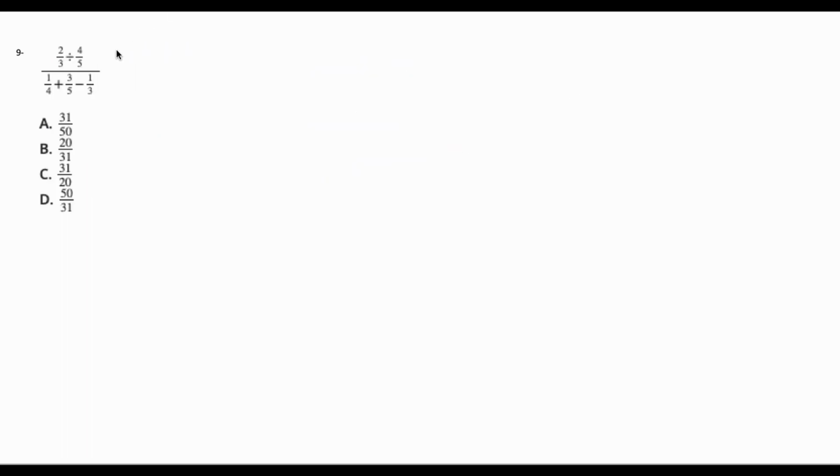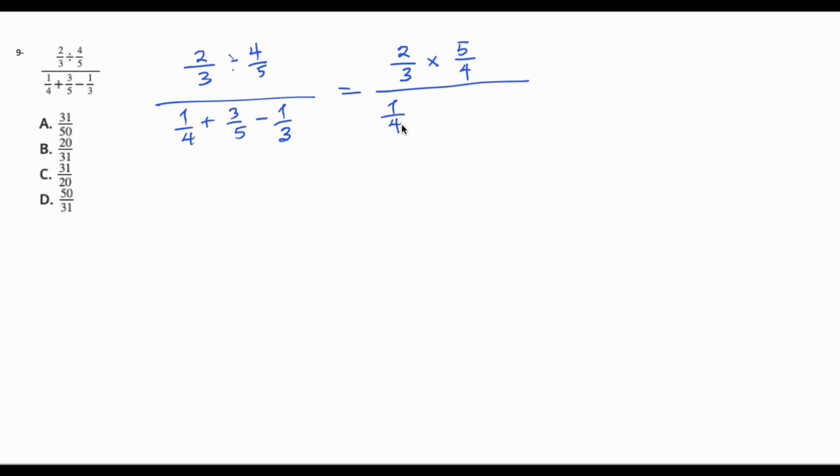C. So question 9 wants us to solve this equation. We have 2 over 3 divided by 4 over 5, all divided by 1 over 4 plus 3 over 5 minus 1 over 3. So here, if we start by replacing the division sign with a multiplication sign to make our life easier, we have 2 over 3 multiplied by, and we know that we have to flip this when we do that. So that's going to become 5 over 4, all divided by 1 over 4 plus 3 over 5 minus 1 over 3. So 2 can cancel out 4 to give us 5 over 2.